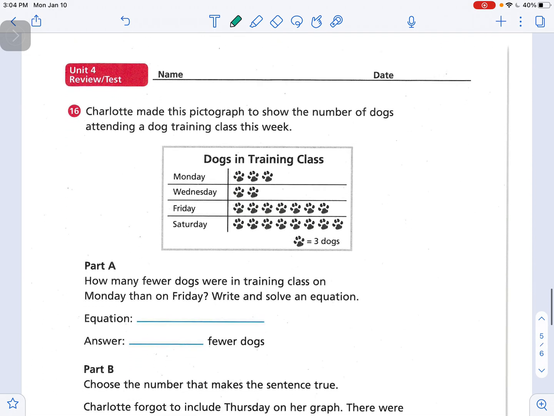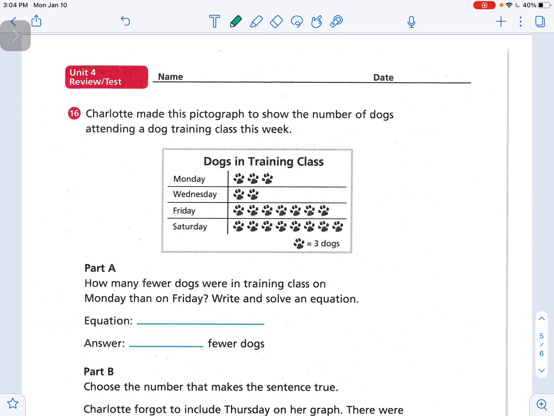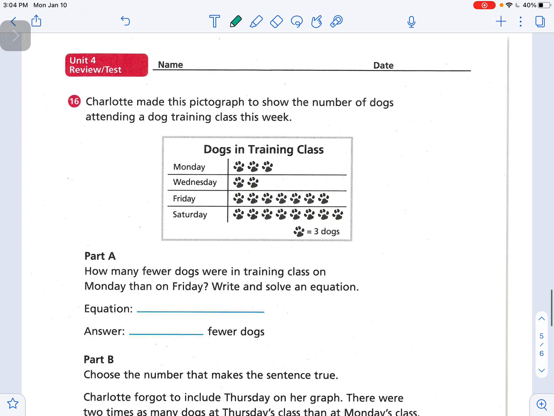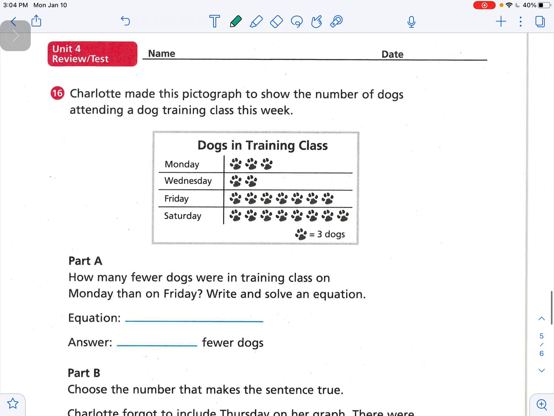All right, pause this video, ask any questions if you have them, then press play when you're ready for the next page. All right, number 16, we've got our pictograph.